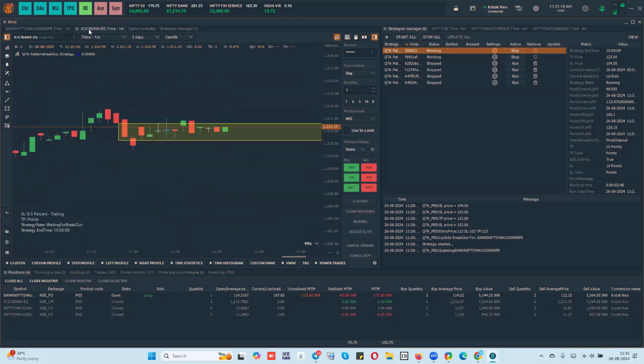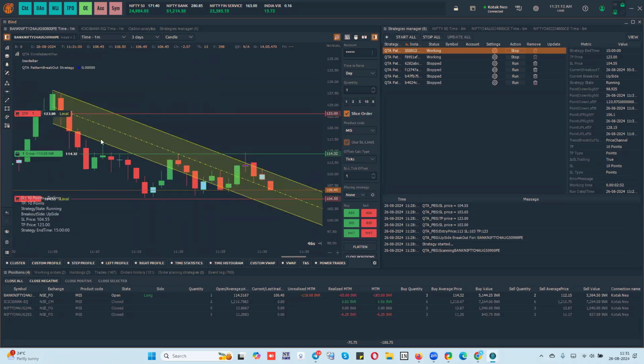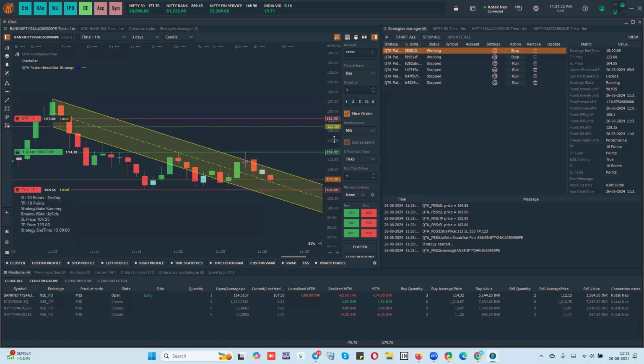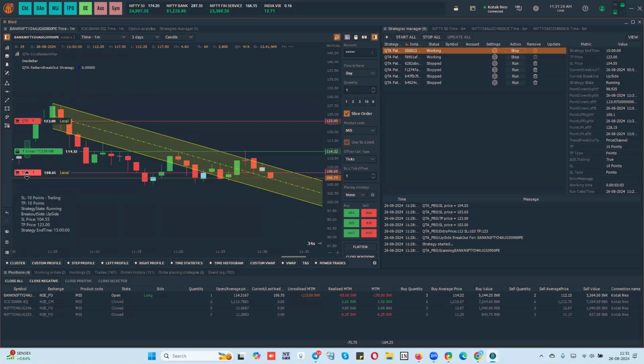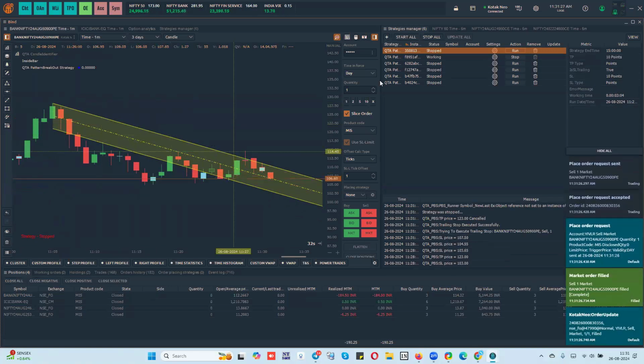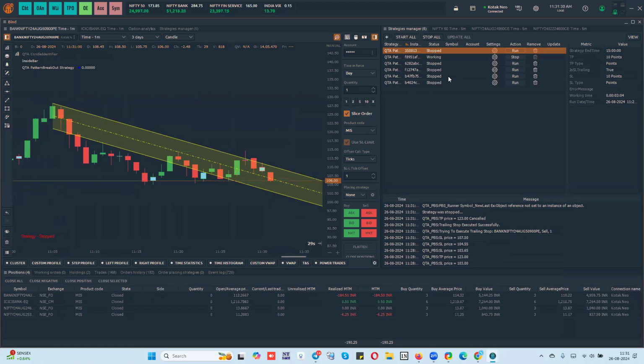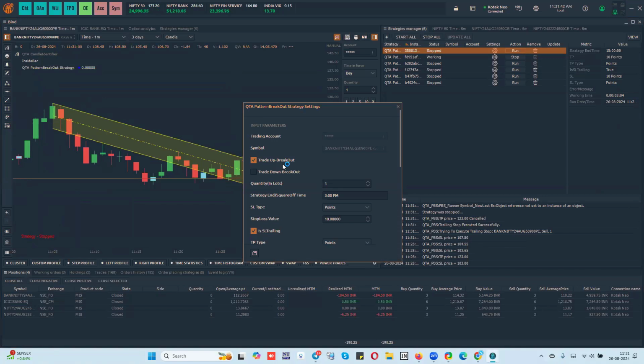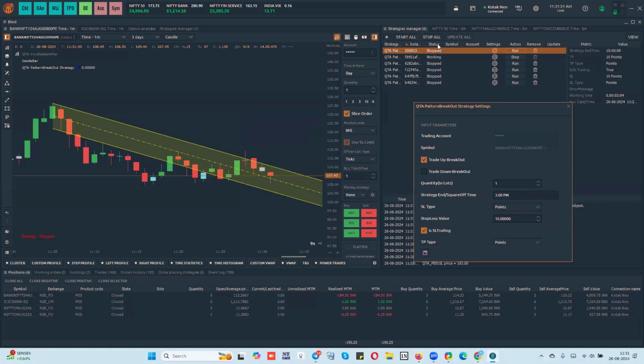So anyway, let's look at what's happening with ICICI. It's still moving in a range. Let's exit this particular trade. So I exited this trade, and since I selected only the buy direction, the strategy stopped working, because I did one trade on the buy side only. In my settings I had selected only the buy side, the up breakout, and that's why it traded on the up breakout, and once the trade got exited, the strategy stopped.